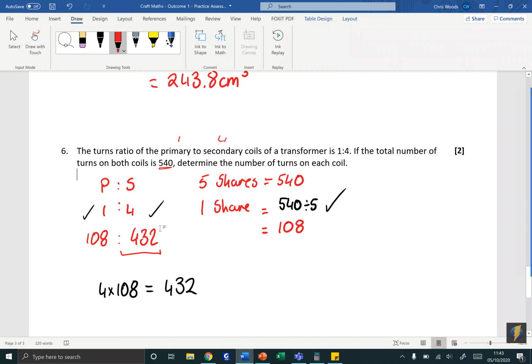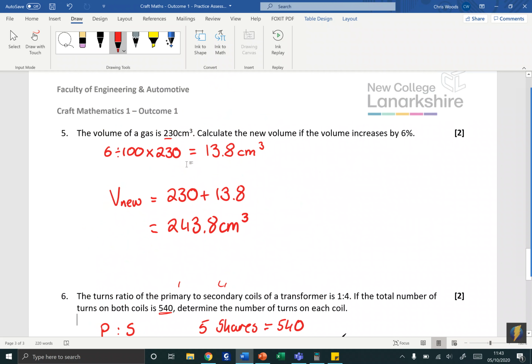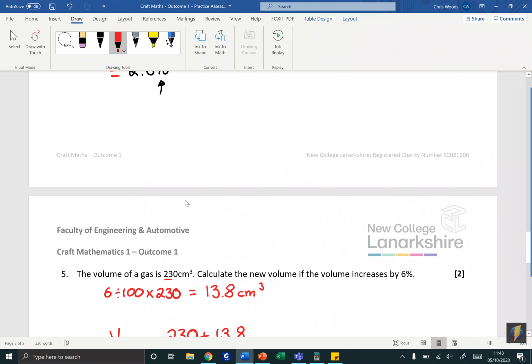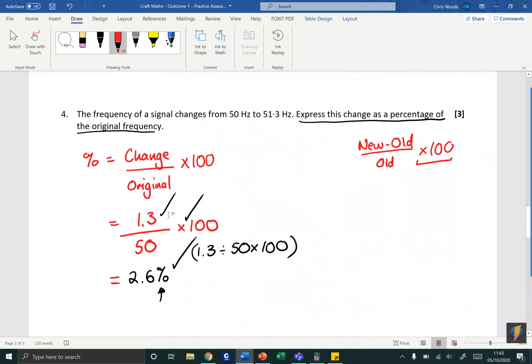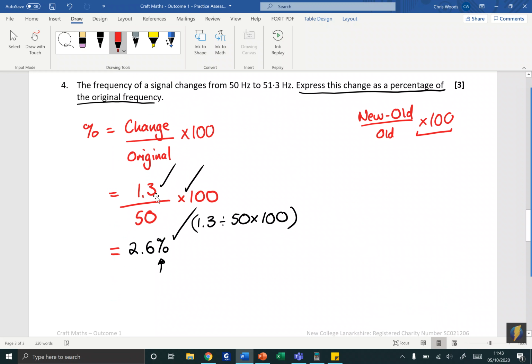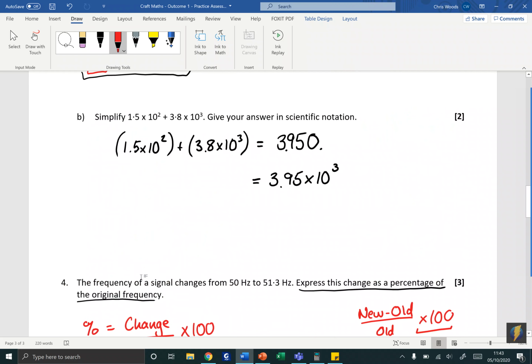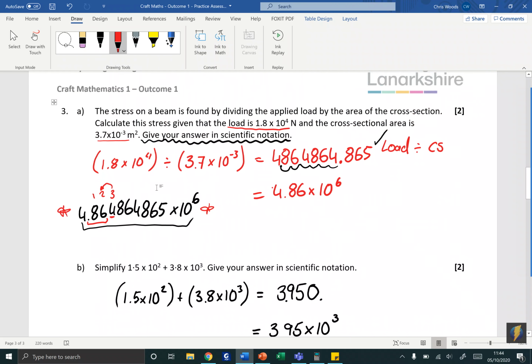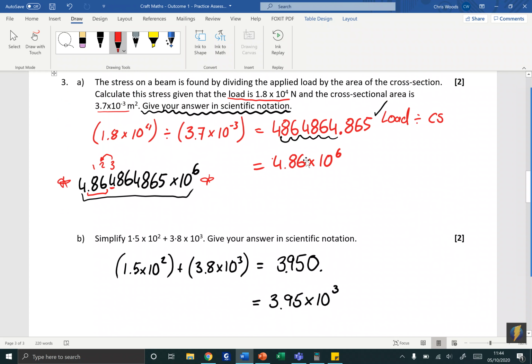Alright, back up here again, there's my working to get the percent, the 6%, and there's how I got the new volume. Even though it's a nice wee simple addition, still write it down, just make sure you're showing your working. Here, a bit more complicated, you could have broken this down into its individual component parts. As long as you get this change being 1.3 divided by the original, times it by 100, you're fine. Up there, easy working in the calculator. Just remember how you convert these numbers to scientific form.